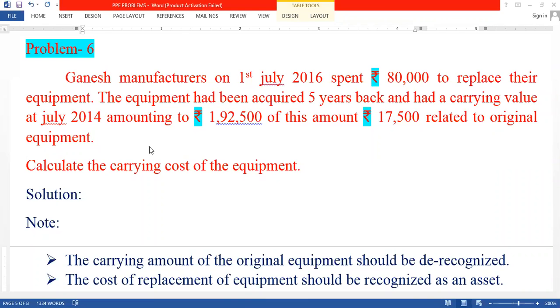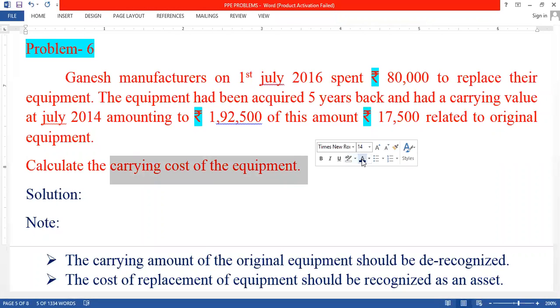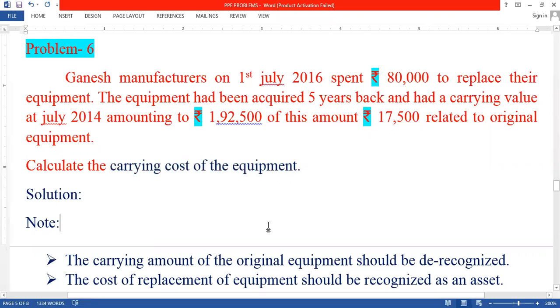So here we are going to calculate the carrying cost of the equipment. What are we going to calculate here? The carrying cost of the equipment. We are not going to calculate the cost of the asset. We are ready to calculate only the carrying cost of the equipment. What is the asset here? Equipment is the asset here.